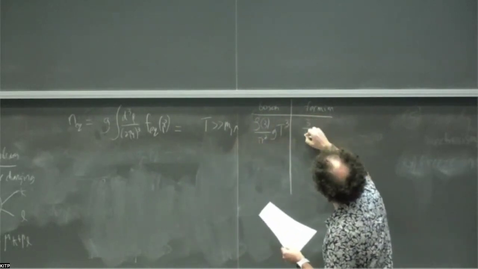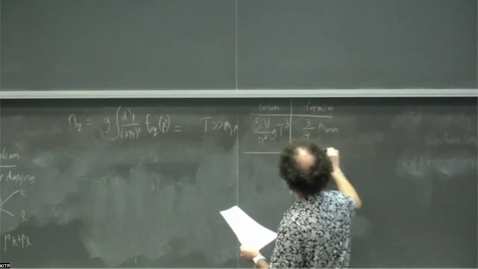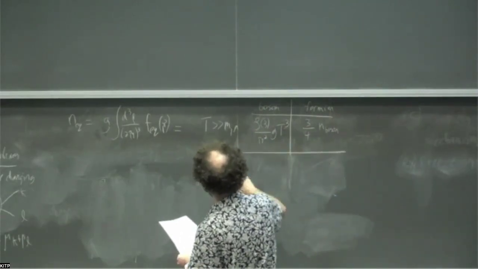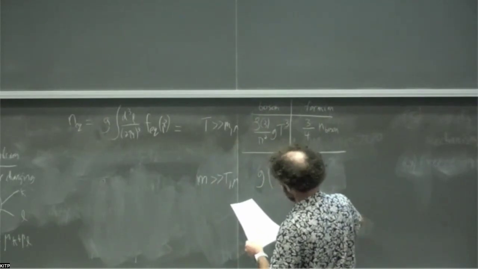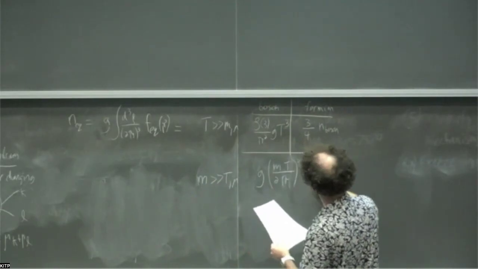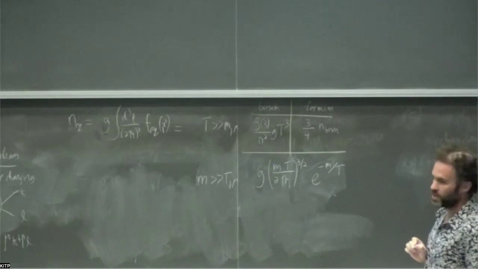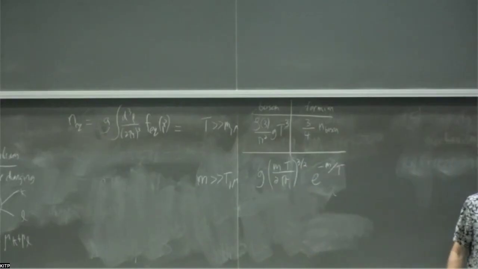And then this is 3/4 for the fermion relative to the boson. And if it's non-relativistic, it's just given by the Boltzmann distribution. The important thing to memorize here is that if it's relativistic, the number density goes like T cubed, and if it's non-relativistic, it goes like e to the minus m over T. We're not going to really care about the order 1 numbers in front, so I just wrote them here for fun.